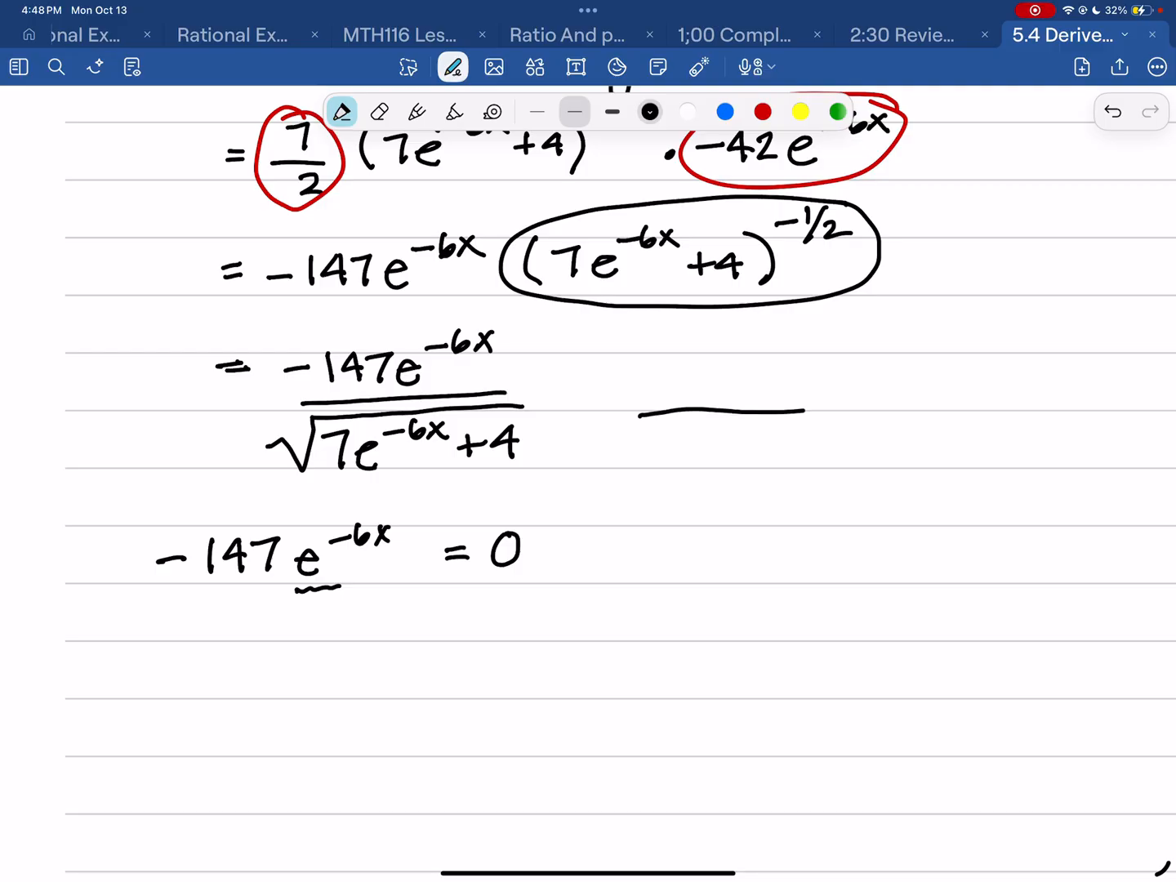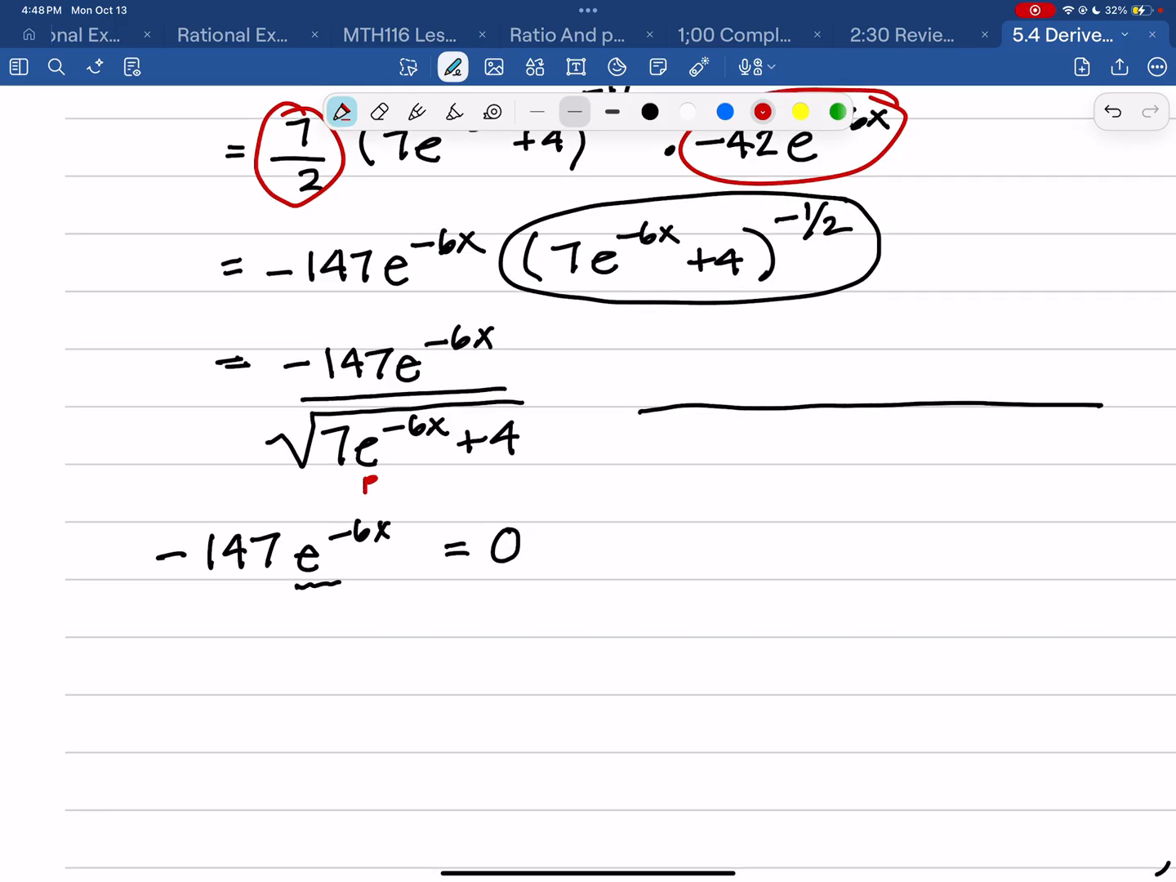That means I have an open number line. I'll pick anything that I can put into an e-base, but I can't allow my denominator to be 0 either. But look, this would never be 0 because this is a positive number plus a 4. So it's always going to be some positive number. So I can pick anything I want, so I'll pick 0. So we're going to do f prime of 0 and see if it's positive or negative.